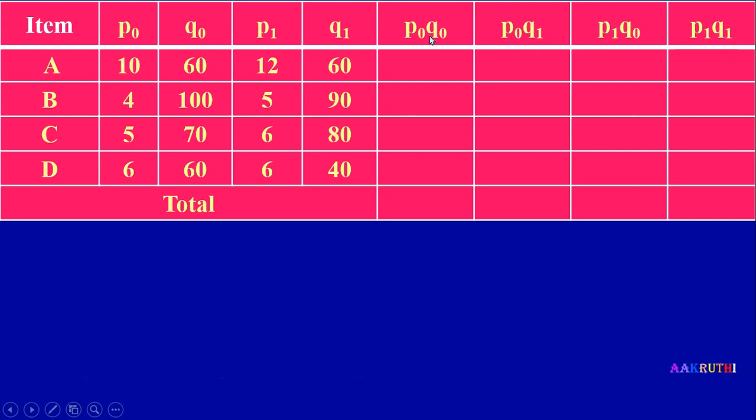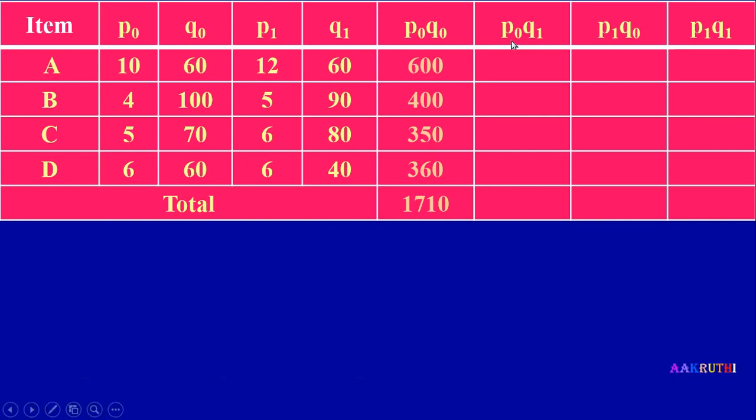First we have to calculate P0Q0, that is, multiply P0 and Q0. 10 into 60 is 600, 4 into 100 is 400, 5 into 70 is 350, 6 into 60 is 360. Adding all this, we get summation of P0Q0. So therefore, summation of P0Q0 is 1710.